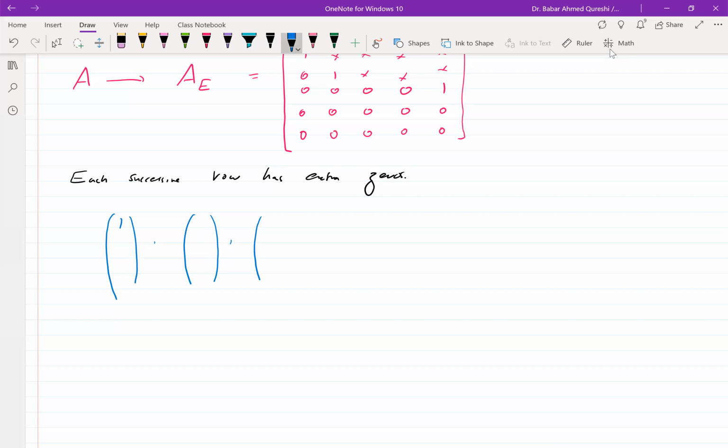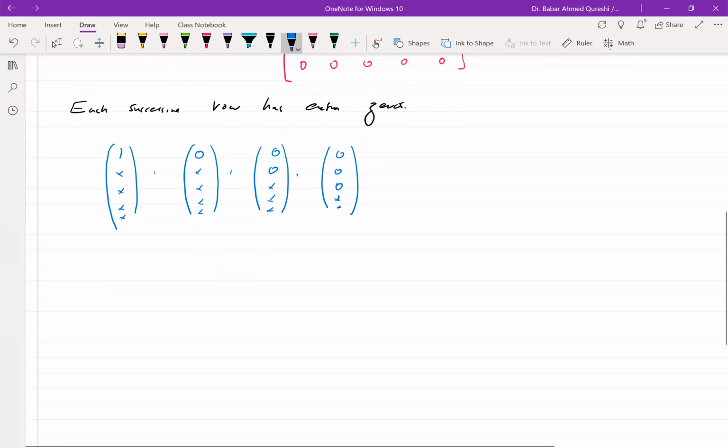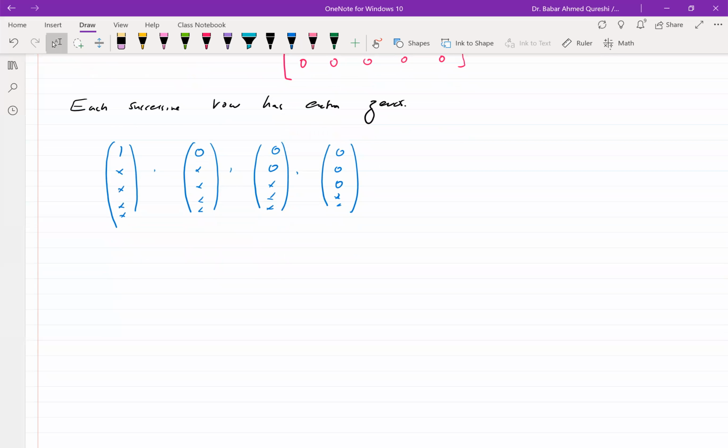One and some entries. But in the rest of them, in the first one, you have, in this one, you have an extra zero. Over here, you have two extra zeros, and so on. In each successive one, you have more zeros. Now, if you have this kind of property, and if you check the linear independence, so you make something like this.